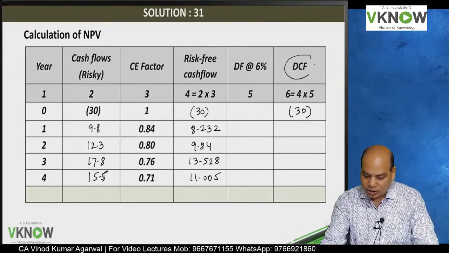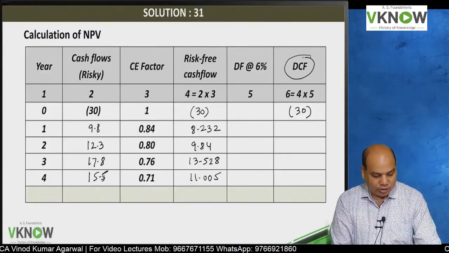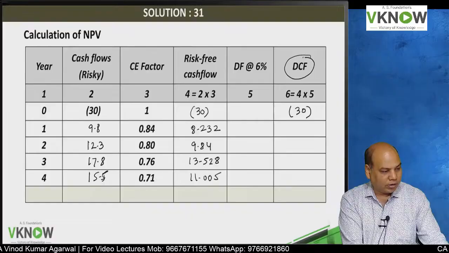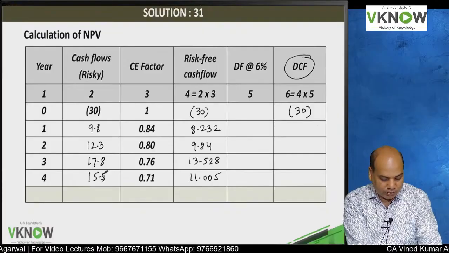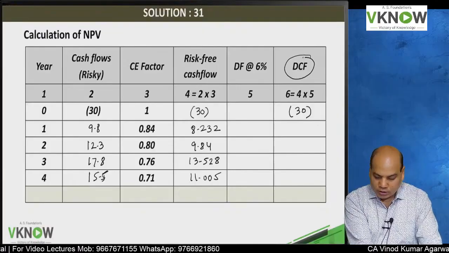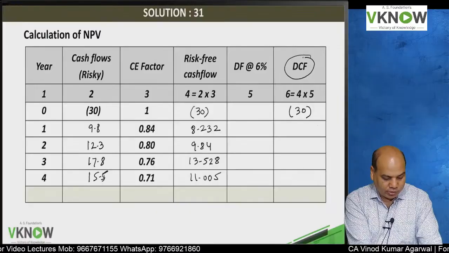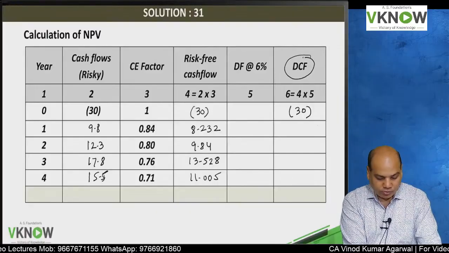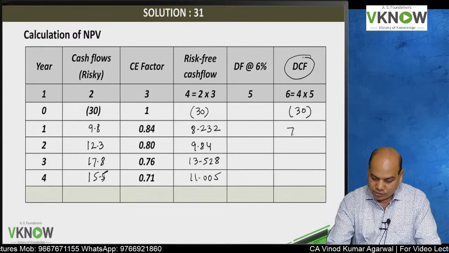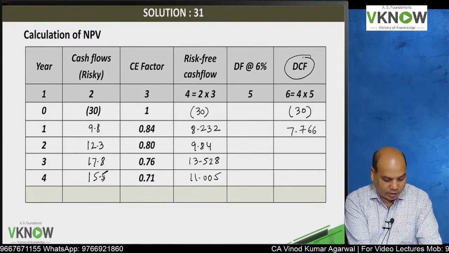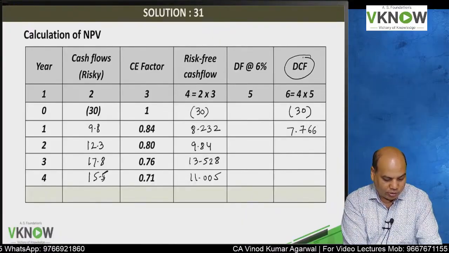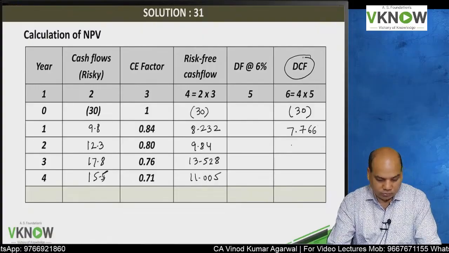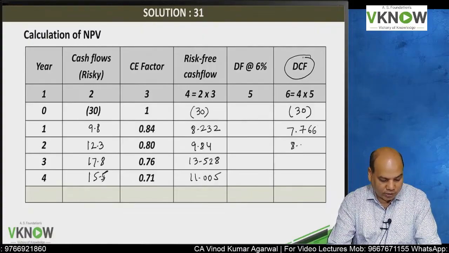Now I'll go directly to the last column and calculate the present value directly. How do I do it? Very good, Sajid. I will take 8.232 divided by 1.06 equal to memory plus, so something like 7.766. Then I will type 9.84 divided by 1.06 2 times equal to memory plus, 8.758.